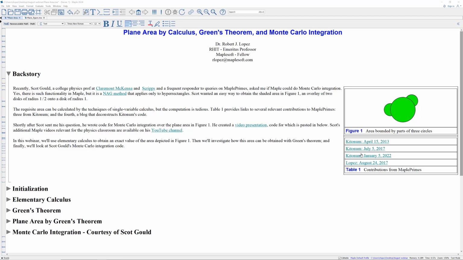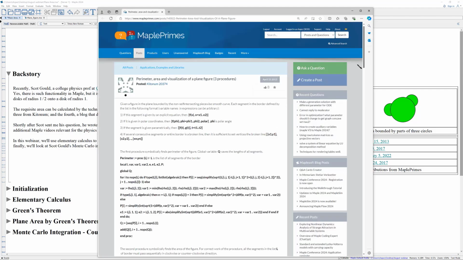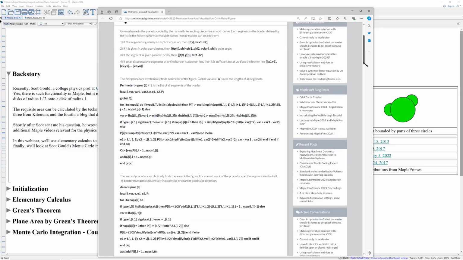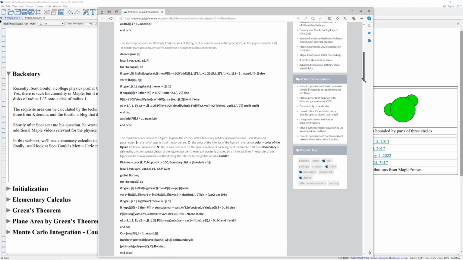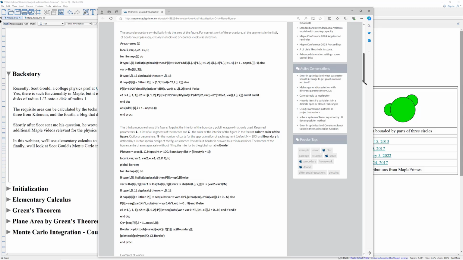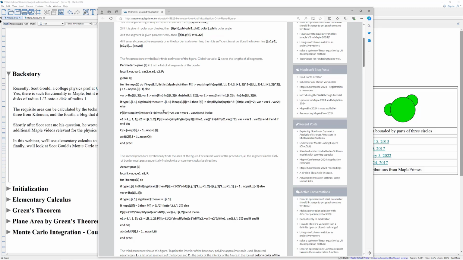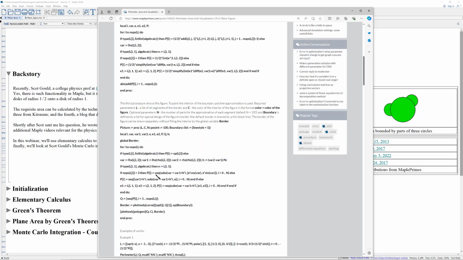Let's look at these posts from MaplePrimes going back to 2013. So this is the first post by Kitonum with his codes for doing these kinds of computations based on Green's theorem. You'll see these three codes. This one computes the circumference or the perimeter. This one computes the area. And this one draws a picture.